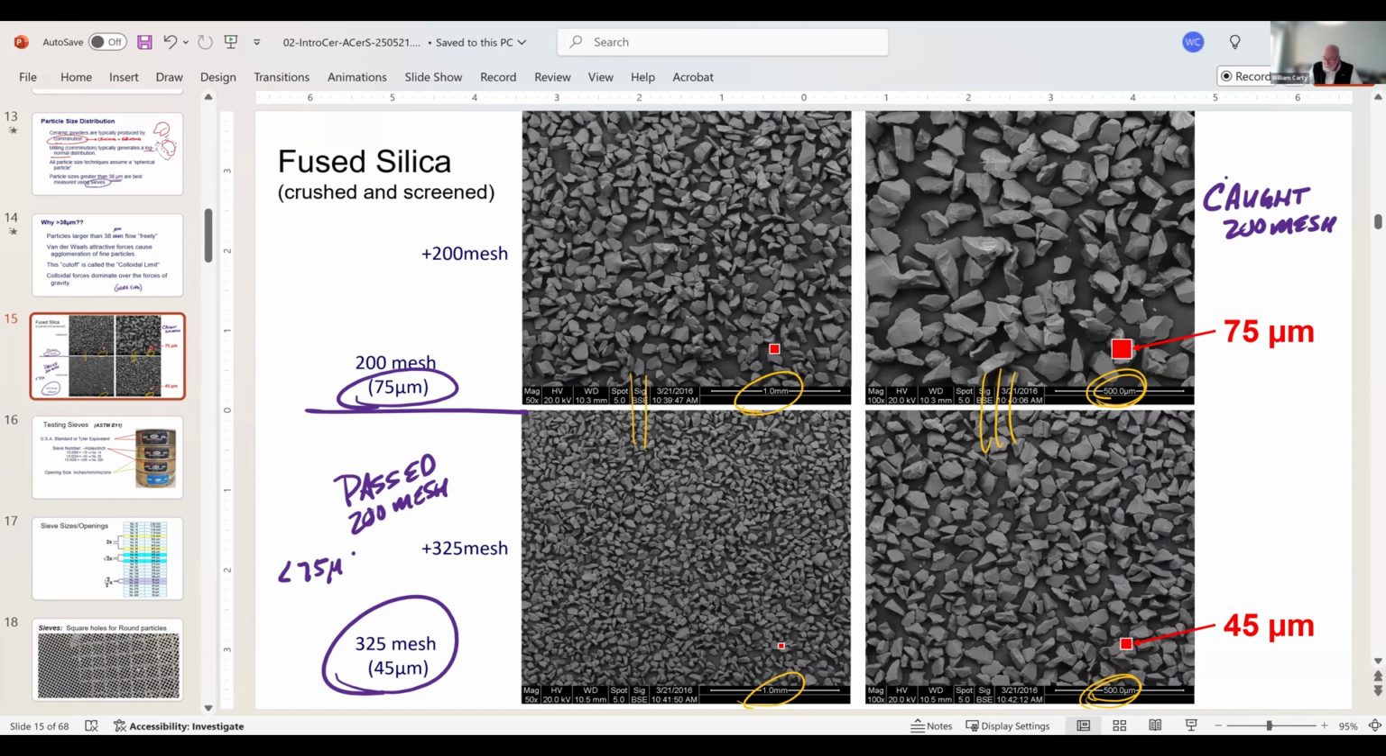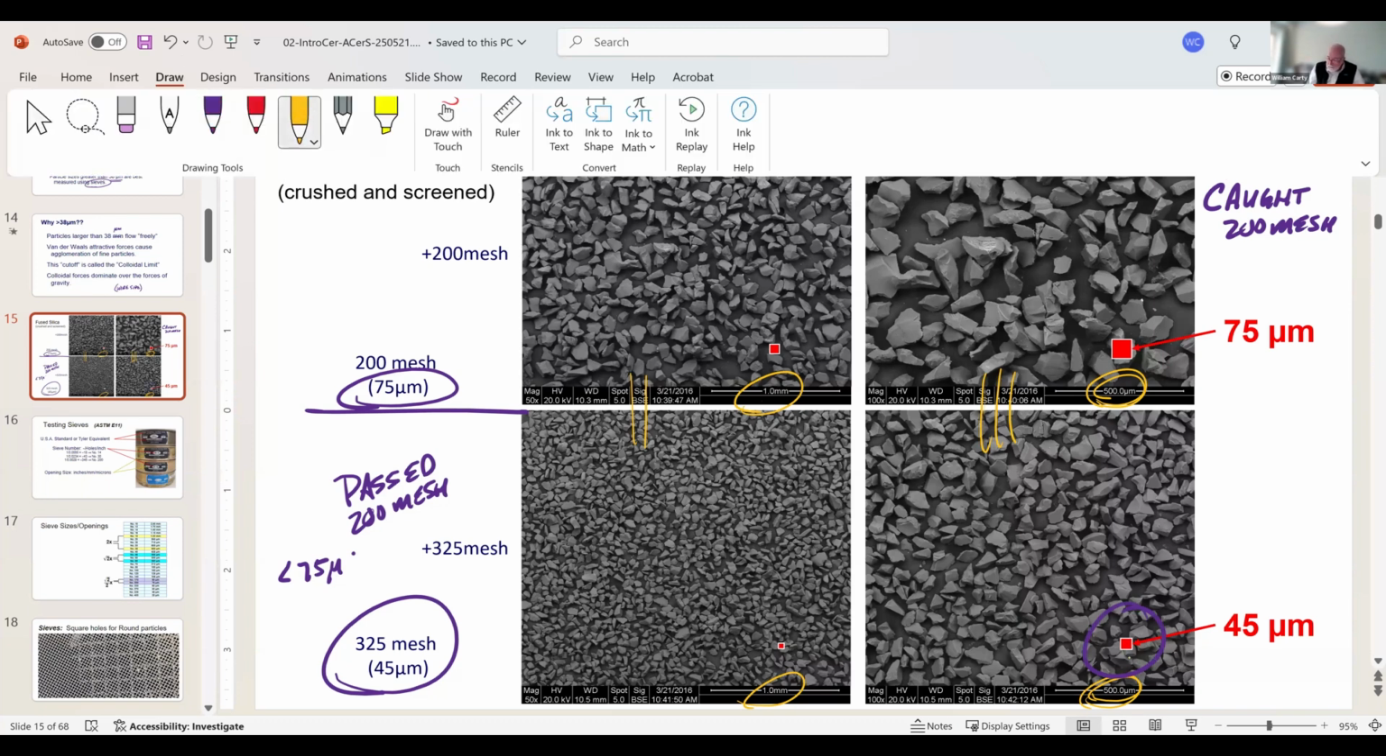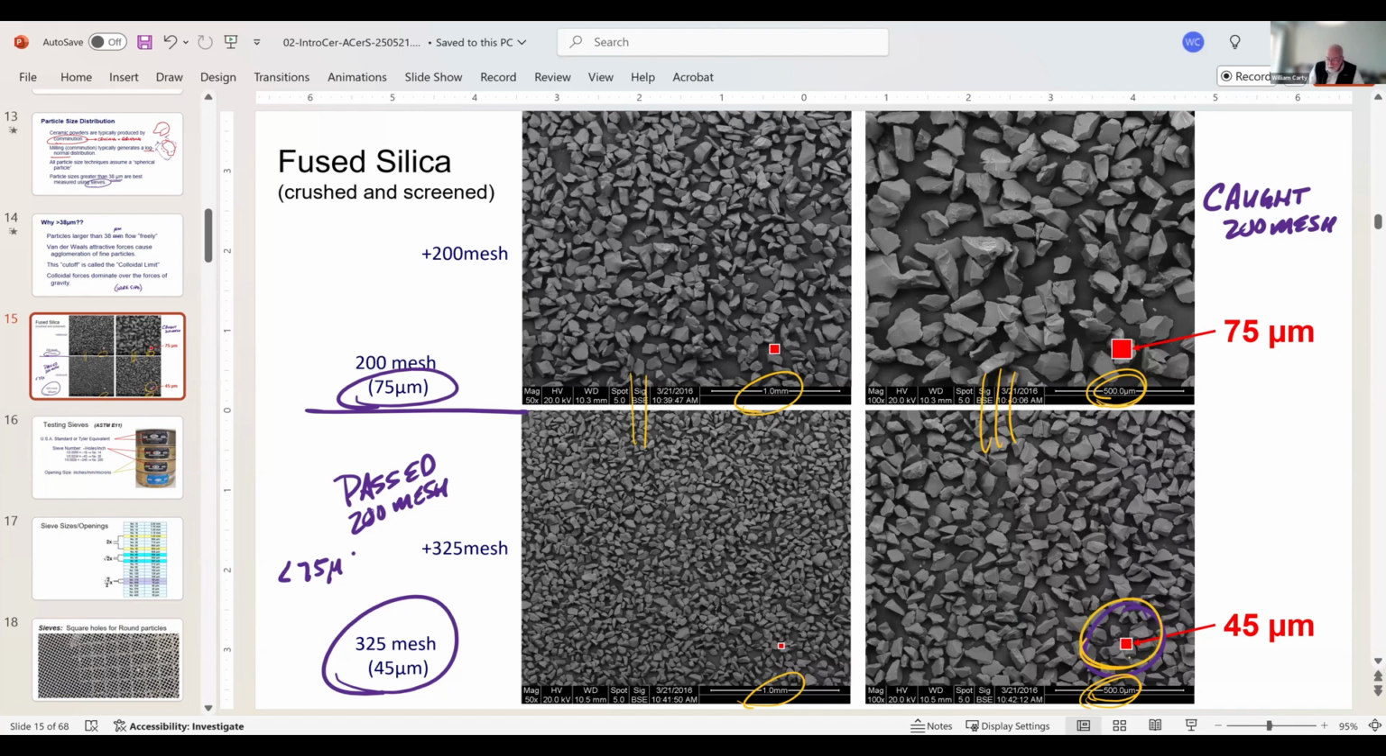So here's my 45 micron hole, if you will. Here's my 45 micron hole, and here's my 45 micron hole. And all of these particles then are sitting on top of a sieve that's composed of 45 micron holes. And so what you see in this image is all these particles in both images, from here to here and here to here, look similar in size. They're not exactly the same, but they are similar in size. So they are captured on the screen.